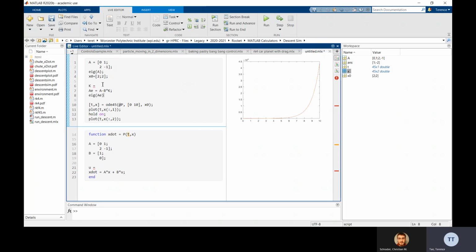Well, if A is a 2 by 2, B times K has to be a 2 by 2. So C has to have 2 columns. K has to be a 1 by 2, right? What was that? K has to be a 1 by 2? Yep. Okay, I think so.